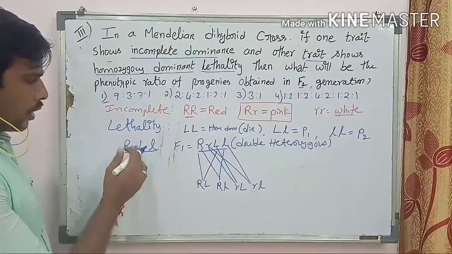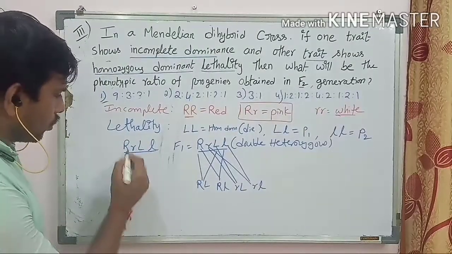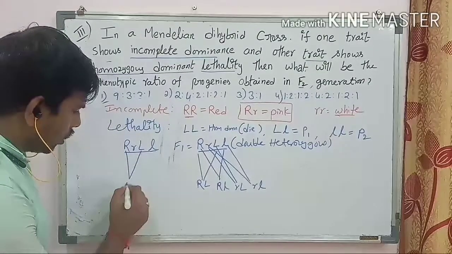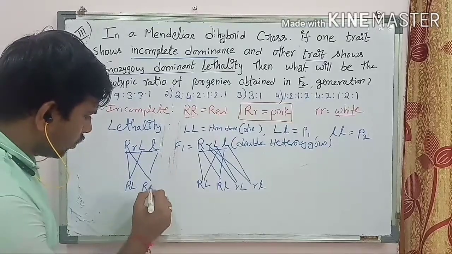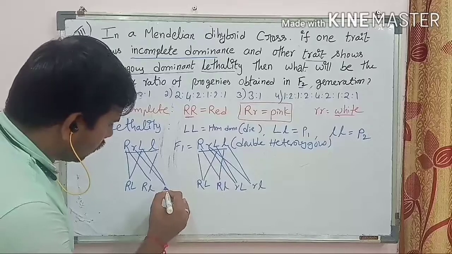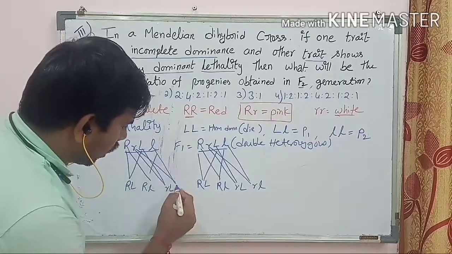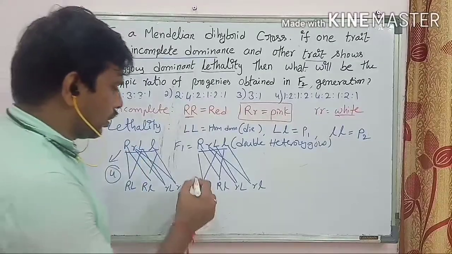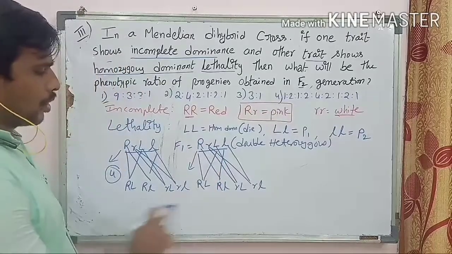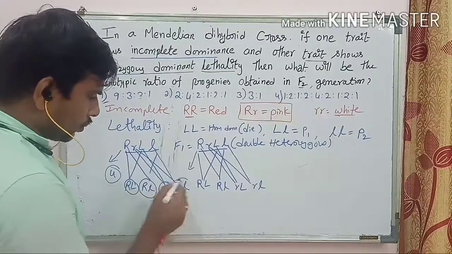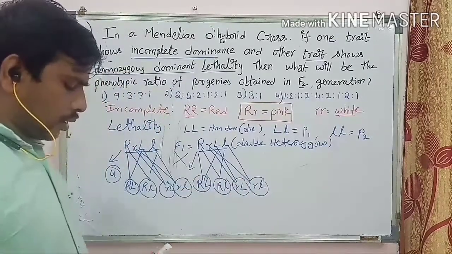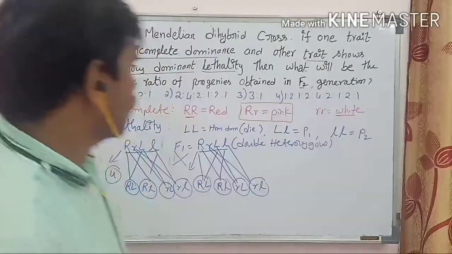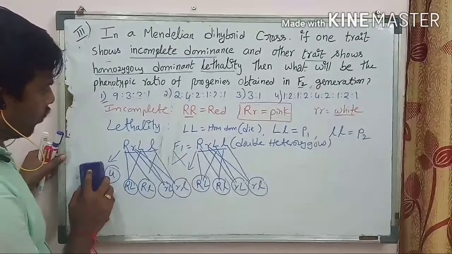In this case, the same genotype gives the same types of gametes: capital R, capital L; capital R, small l; small r, capital L; and small r, small l. These are the four different types of gametes from this organism, and another four from the other organism. So these gametes are all similar, from the F1 progeny. Now we have to do the self-cross between these two organisms, and then we will get the results for this question.